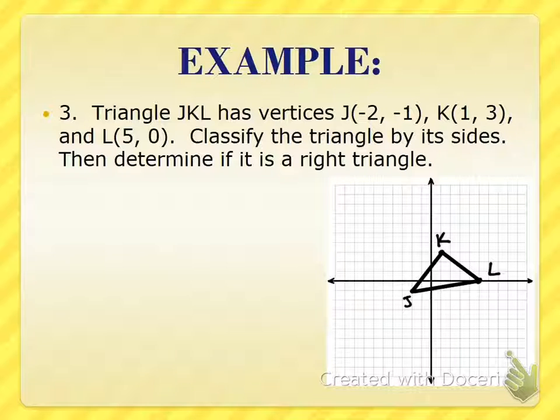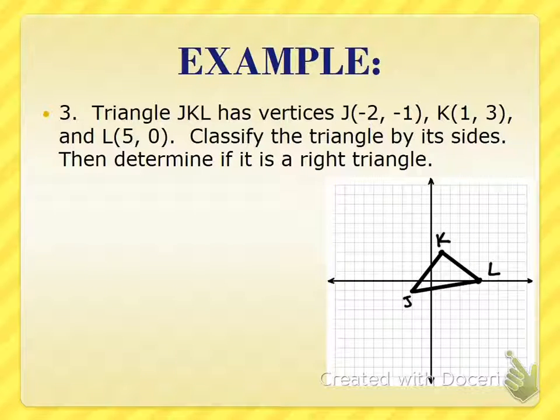Now, the first thing they asked us to do was classify it by its sides. Which means we need to know if any of our sides are congruent. Do you think we can do that based off of how it looks in the graph? No. What do you think we need to do? We got to use our distance formula to find the lengths of those sides. So I'm going to be doing my distance formula how many times? 3 times. We got 3 sides, we got 3 distances to find.